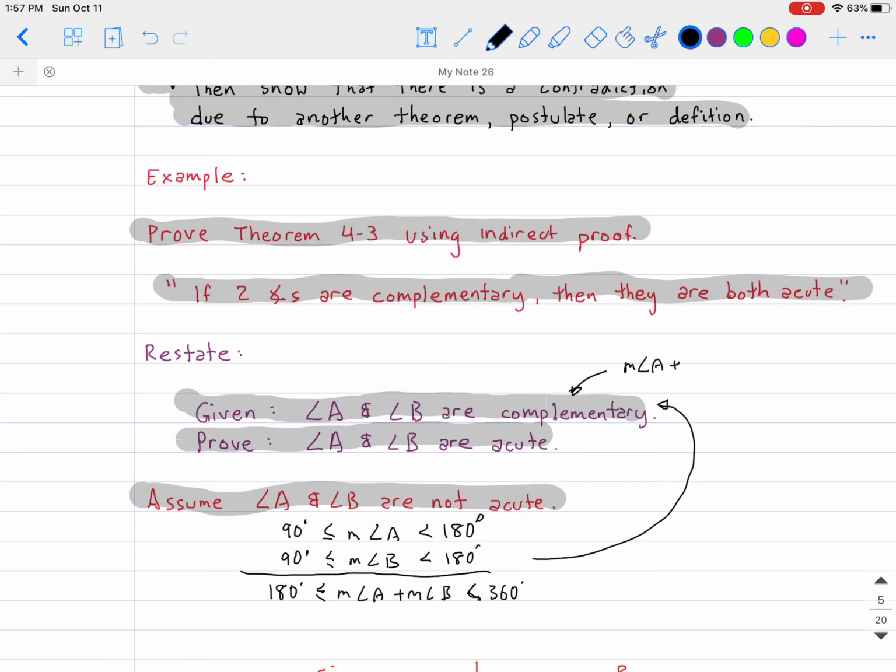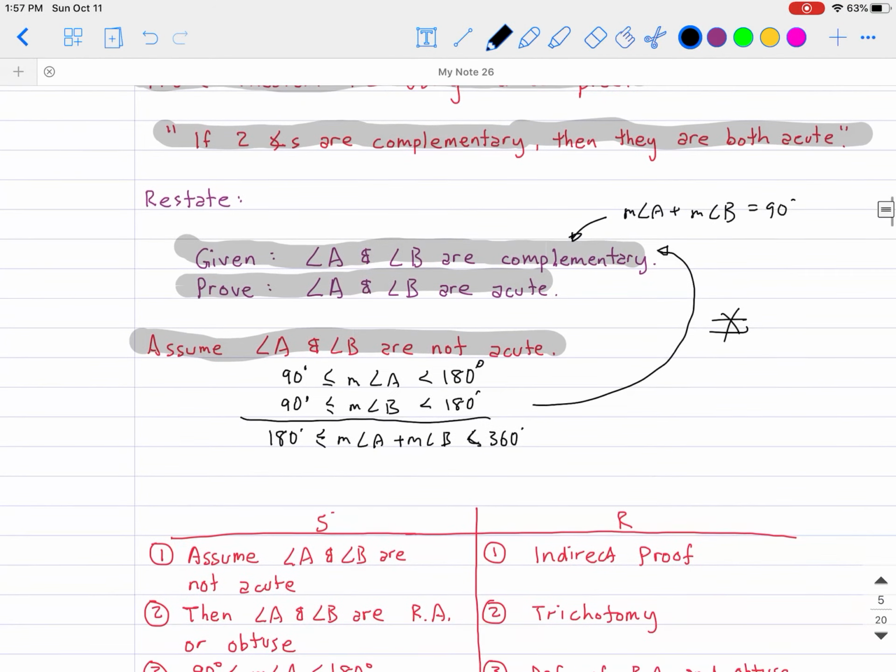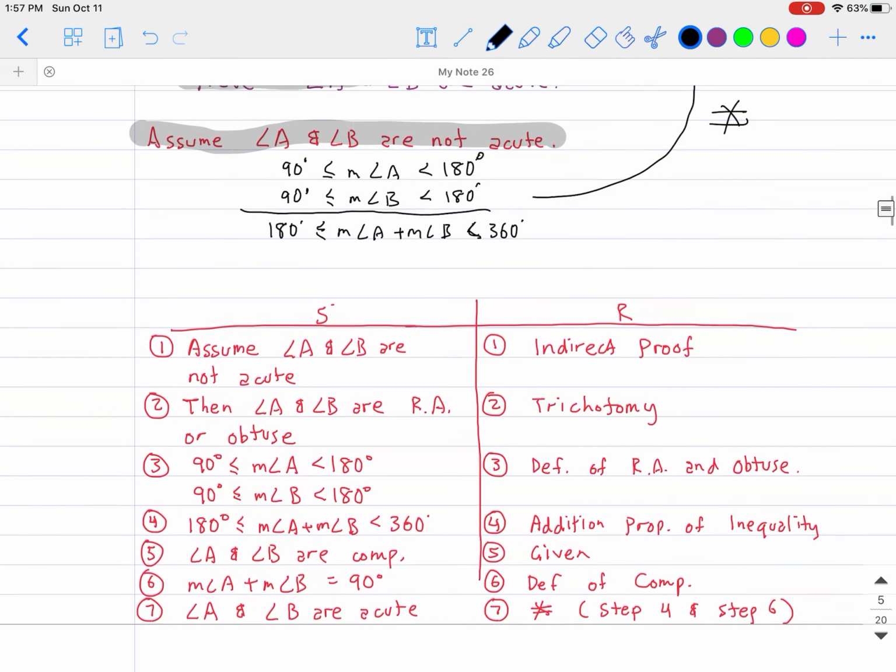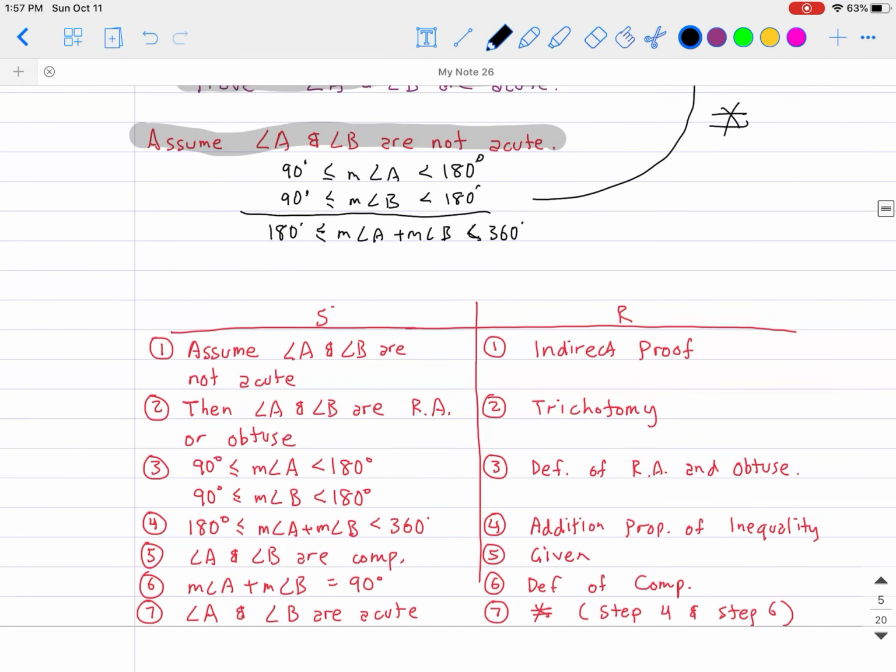And right there, I think that's going to be our contradiction, because if you go by the definition of complement, the measurement of angle A plus the measurement of angle B is supposed to be equal to 90 degrees. And there we go. That's going to be our contradiction and therefore our indirect proof. So let's see how that actually looks in the statements and reasons.